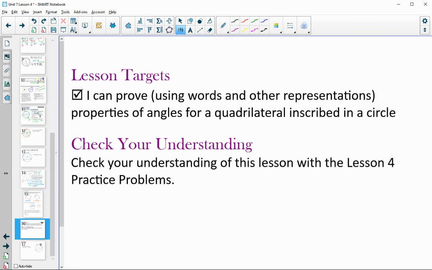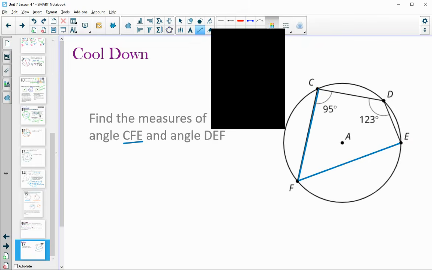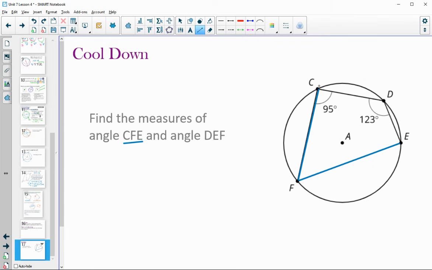And then let's take a look at the cool down. Here's the cool down. Here's that diagram we looked at at the beginning of the lesson. Find the measure of angle CFE. So we want CFE, this angle here. And then also find the measure of angle DEF, so this angle here. Those are the two angles that you're looking for using your knowledge of cyclic quadrilaterals.